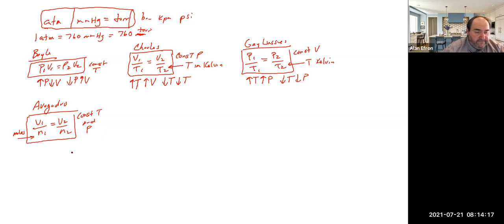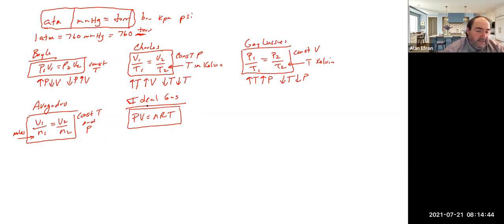We also, as we talked about, can just plug and chug into Avogadro's law like any of the other gas laws here. Putting all these together gives us, as we talked about, the ideal gas law. And the ideal gas law is PV is equal to nRT.